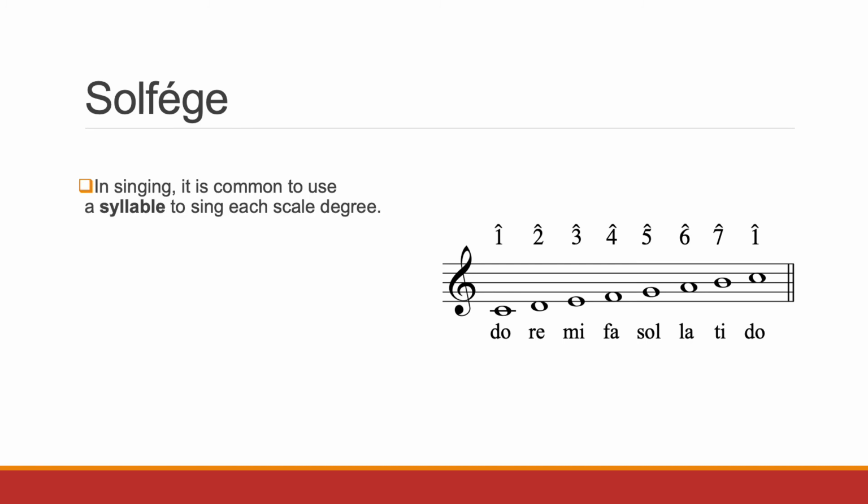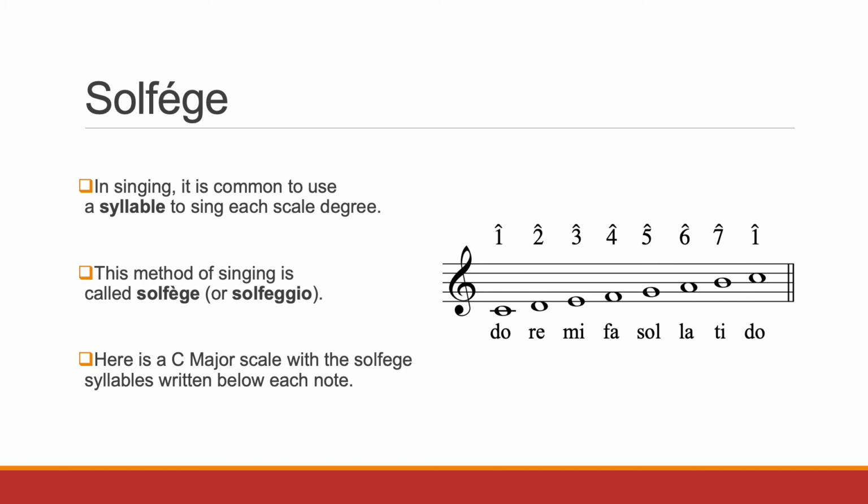Solfege. In singing, it is common to use a syllable to sing each scale degree. This method of singing is called solfege or solfeggio. Here's a C major scale with the solfege syllables written below each note. Do, re, mi, fa, sol, la, ti, do.